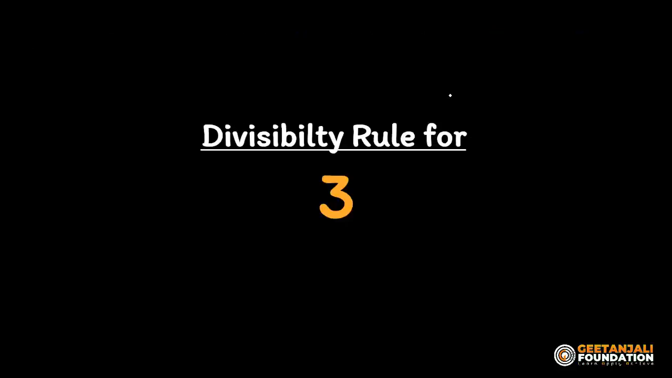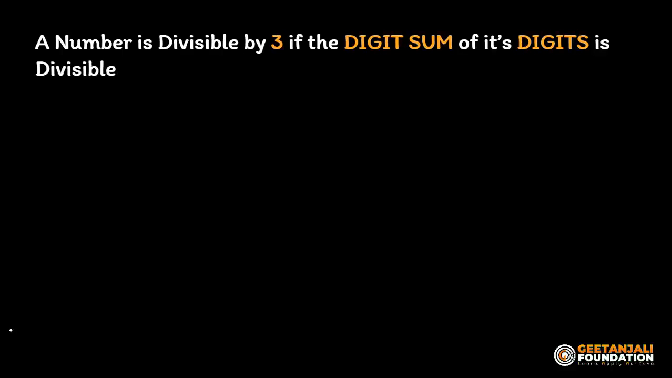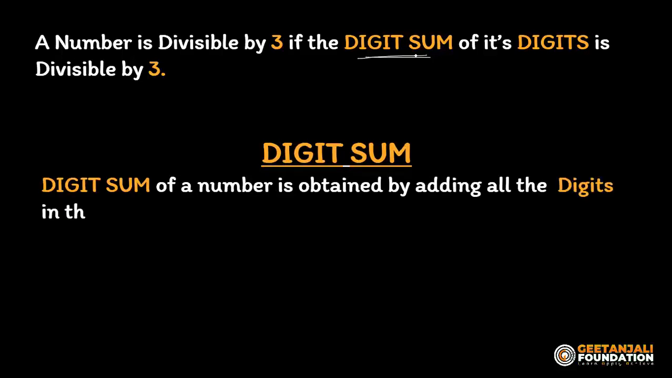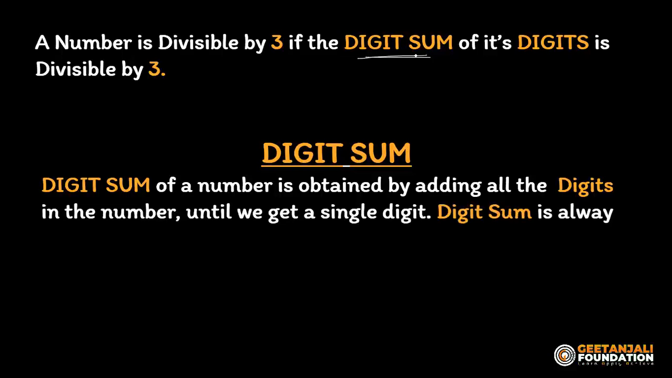Let's move to divisibility by 3. A number is divisible by 3 if the digit sum of its digits is divisible by 3. So here one new term you can see is digit sum. Some of you might know what digit sum is and some of you may not know. So let's see the definition of digit sum first. Digit sum of a number is obtained by adding all the digits in the number until we get a single digit. Digit sum is always from 1 to 9 and never 0.